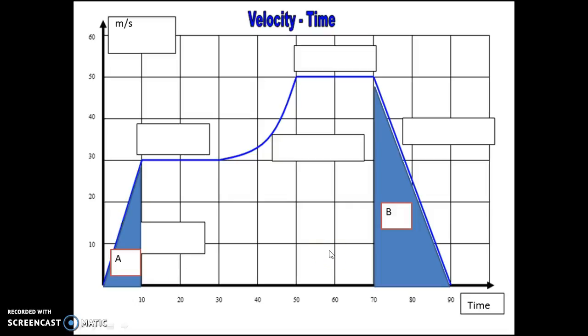Then let's look at B. Our final speed is 0, our starting speed is 50, so we do 0 minus 50 divided by the time it takes to stop, which is 20 seconds because we're going between 70 and 90. So 0 minus 50 gives us minus 50, divided by 20. To work this out in my head, we're going to decelerate there at 2.5 meters per second squared. So this deceleration is actually slower than this acceleration here.